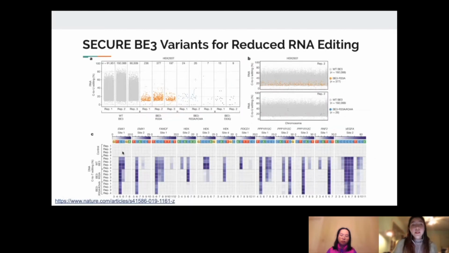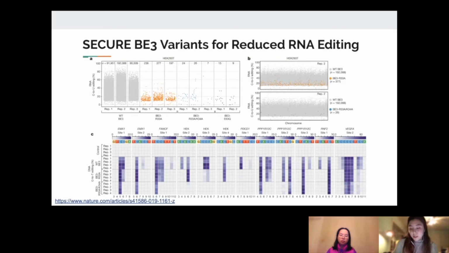So obviously this presents a problem. We don't want to have unintended consequences for our editing. The whole point of having this kind of specific targeted single base editing is that we're able to change very specific parts of the genome. So having large off-target effects is not exactly ideal.